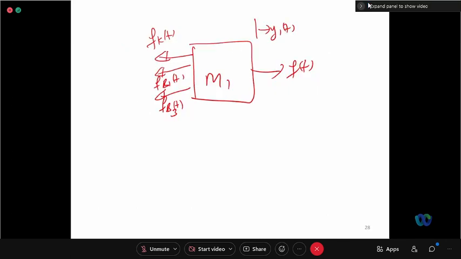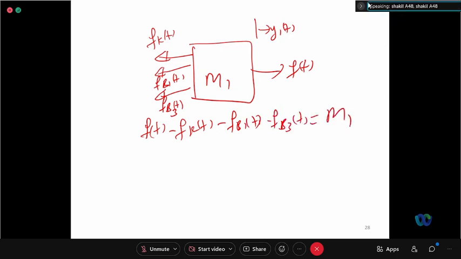Right. So can you tell me the equation now? Applying Newton's second law of motion: f of t minus Fk of t minus Fb1 of t minus Fb3 of t is equal to M1 into d square y1 of t by dt square. Right.